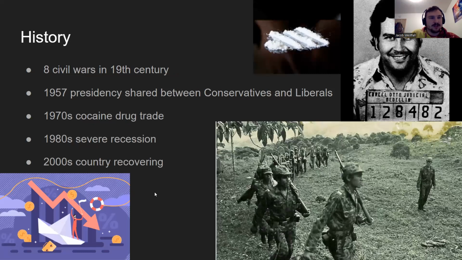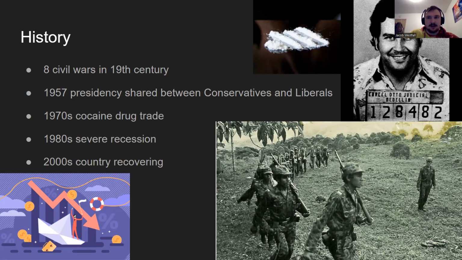So, some more recent history: they had 8 total civil wars in the 19th century, and even more happened in the 20th century. In 1957, the civil wars died down, and the presidency was shared between conservatives and liberals. And then the 1970s is when you started to see the drug trade.